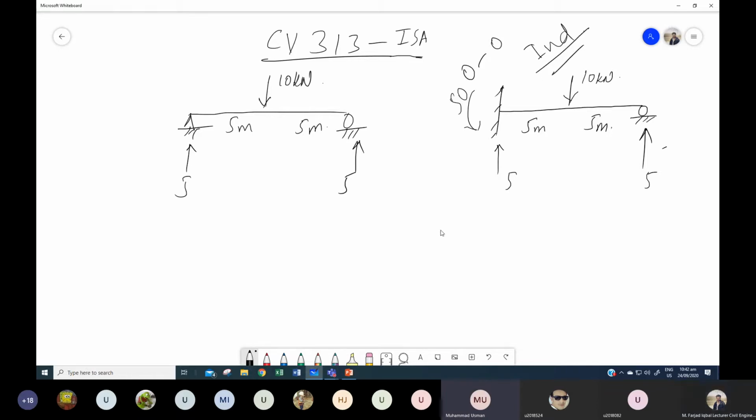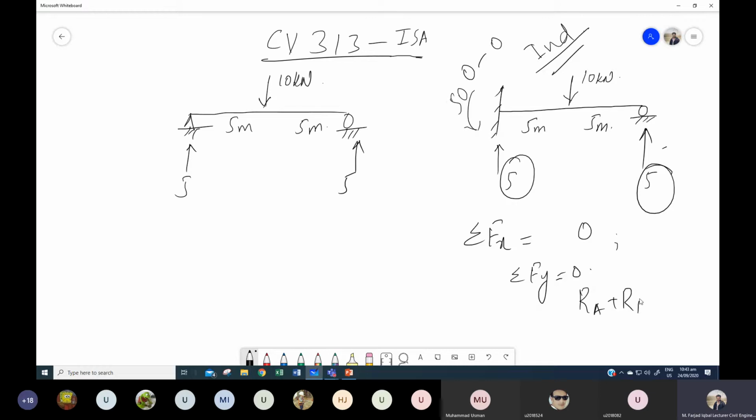Okay. Yes, this is an indeterminate structure, and we can't find out these reactions just like that. But let's apply the simple equilibrium equations. We have sigma Fx is equal to 0. There is no force in the x direction. Let's take sigma Fy is equal to 0. That will give us Ra plus Rb is equal to 10. Then we can take moment at A is equal to 0.